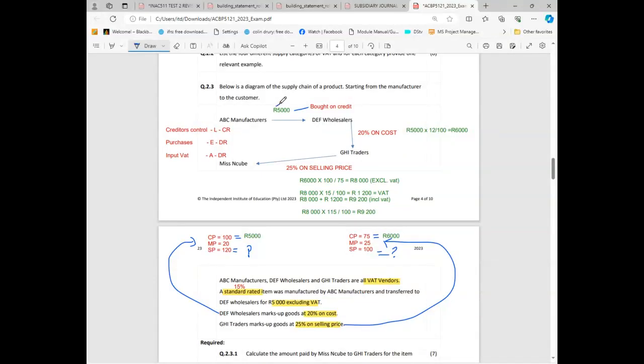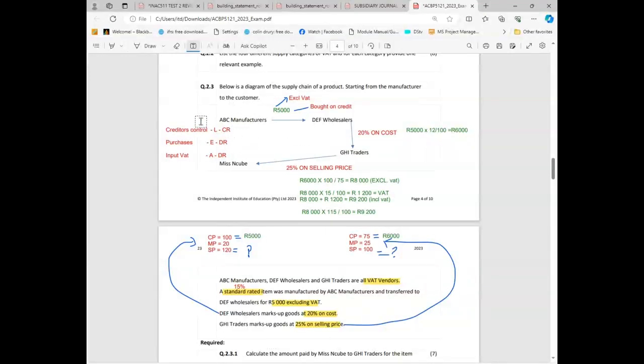Now let's come back to this 5,000. Remember, we're recording this 5,000. Tell me, is this 5,000 including VAT or excluding VAT? It's including VAT. Why did you say it's including VAT? Which information did they say? It's excluding VAT because DF wholesalers says it's excluding VAT. Yes, they did tell you here. Can you see? It's excluding VAT.